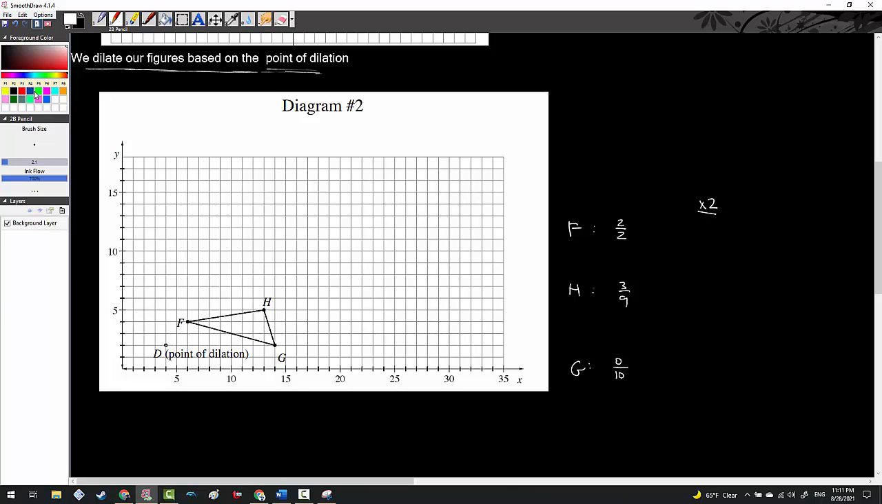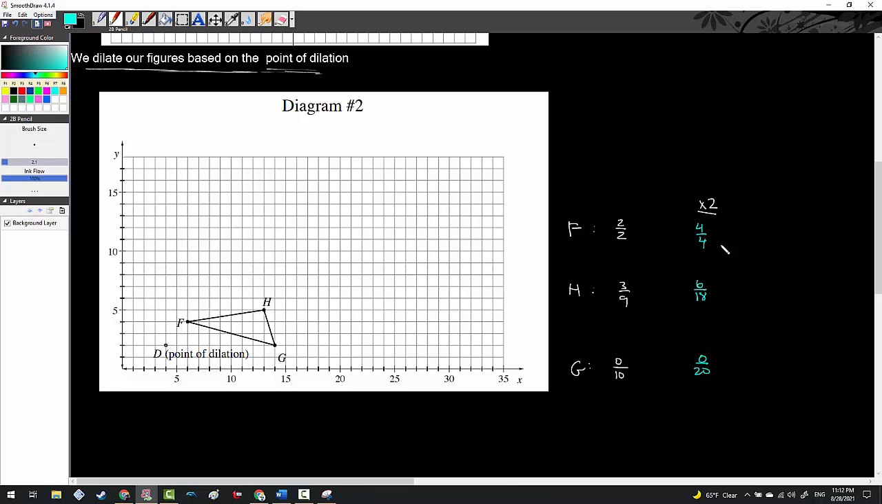Let's go ahead and change colors here. I'll go ahead and change to sky blue again. So that would make this, from the point of origin here, 4 over 4. And then from here, point H would be 6 over 18. And then point G would be 0 over 20.